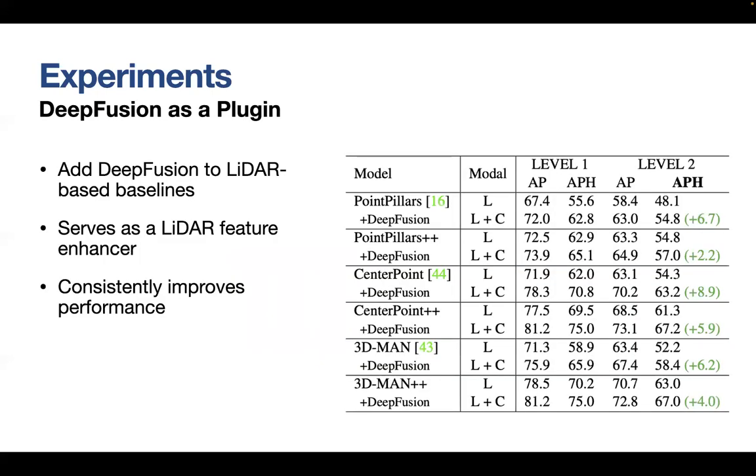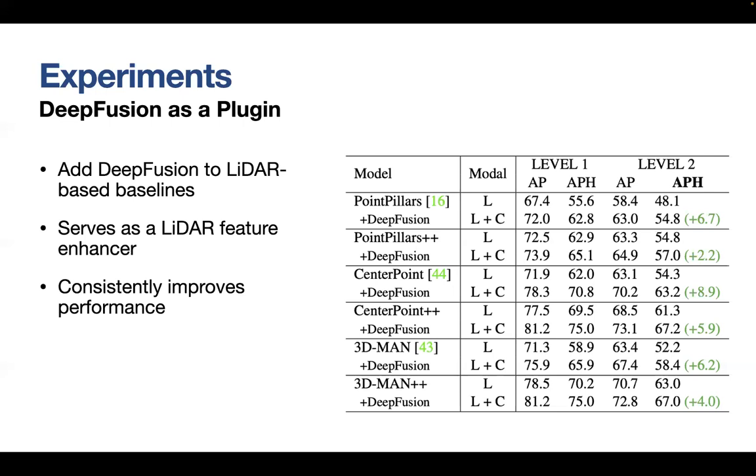So we can also interpret DeepFusion as a plugin. If you have a LiDAR-based object detection pipeline, you can just use DeepFusion as a LiDAR feature enhancer. What it does is it gets the camera features and then aligns them and concatenates them with the LiDAR features, which, as we see on the right-hand side, results in a consistent improvement in all of the three baselines, but also the improved versions of them.